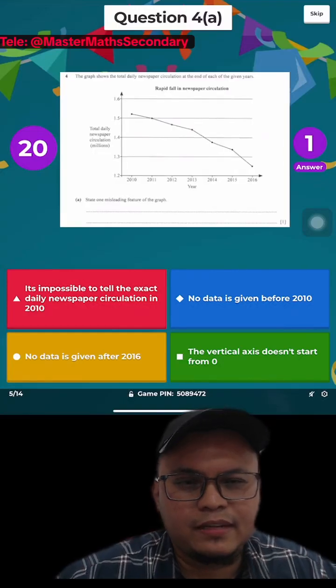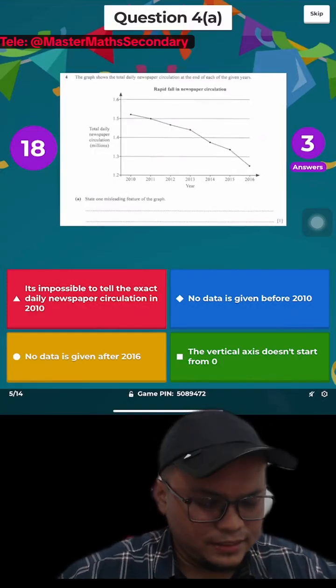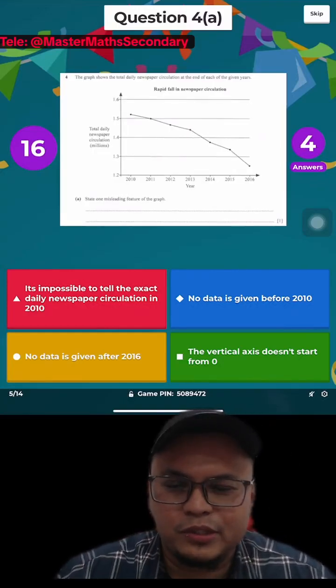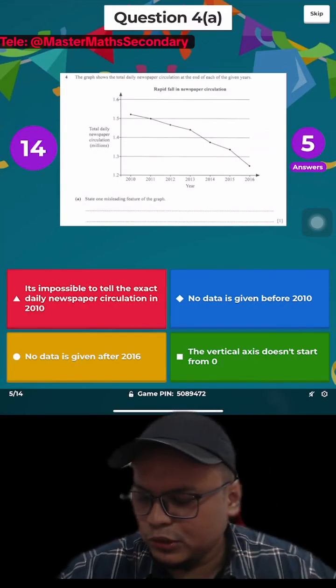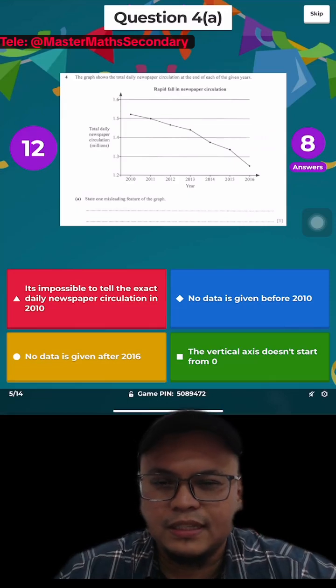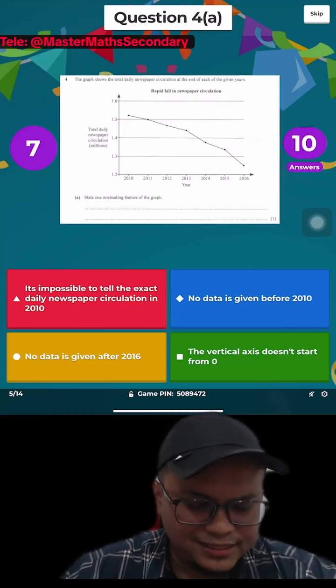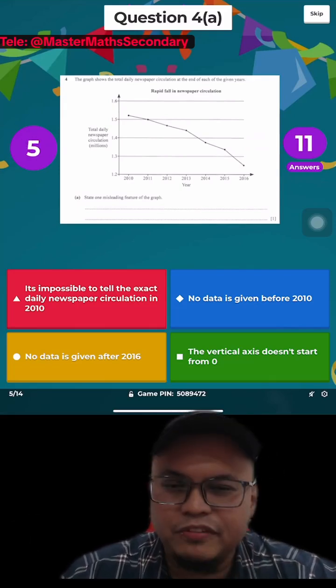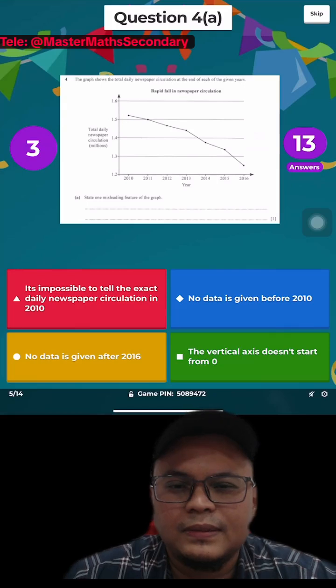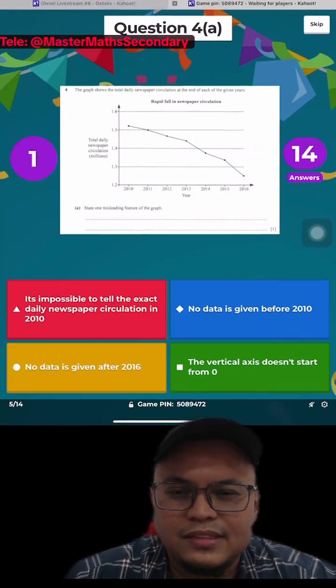That was a Sec 3 question. Okay, this is a Sec 4 question. This is on statistics. It shows you the graph of the rapid fall in newspaper circulation. Now the question is asking you about one misleading feature of the graph. Which one do you think is the correct answer, guys?